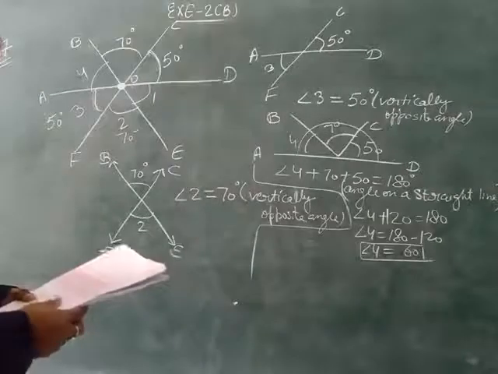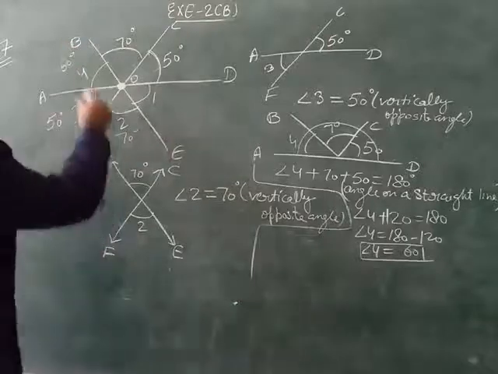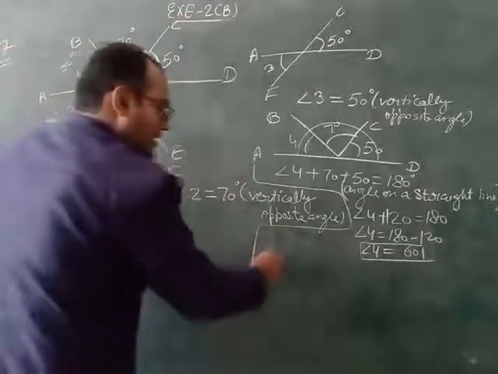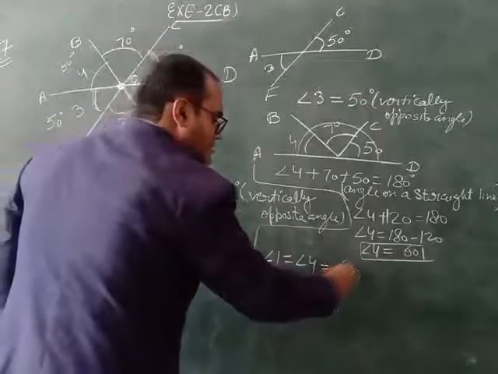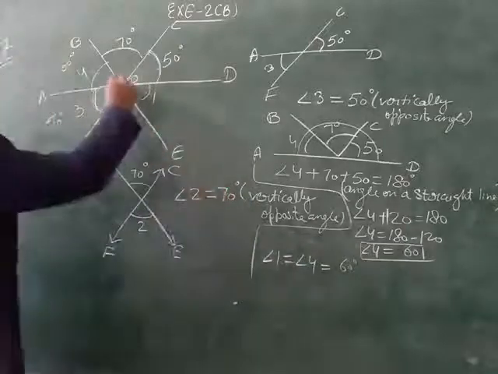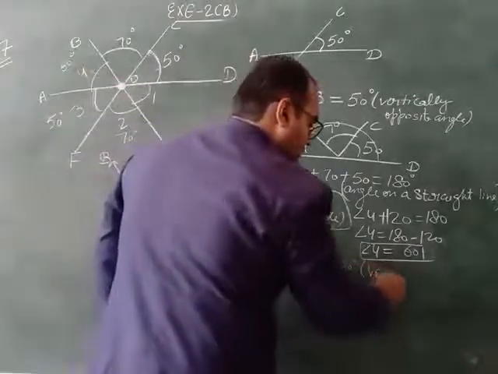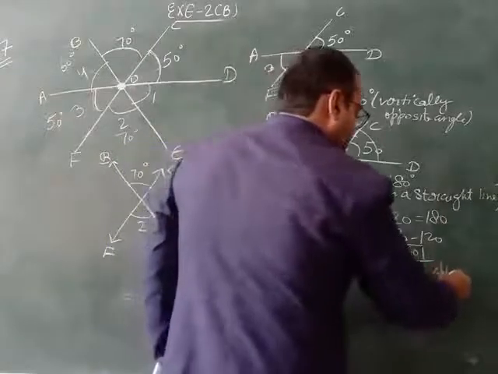Now this angle we got is 60. In front of angle 4 is angle 1. So you will write that angle 1 and angle 4 are both 60 degree because these two are vertically opposite angles.